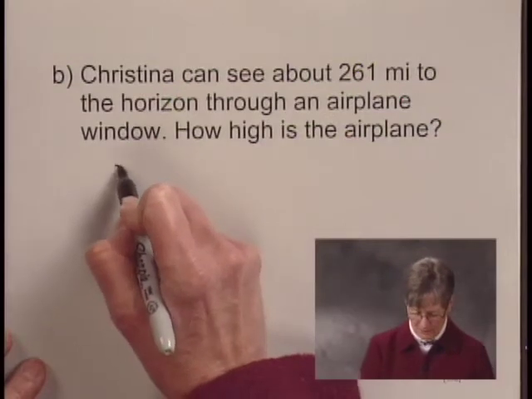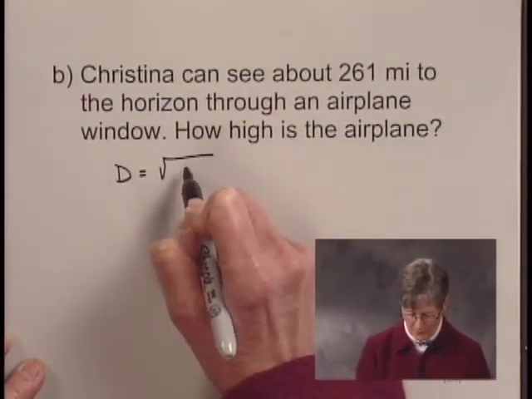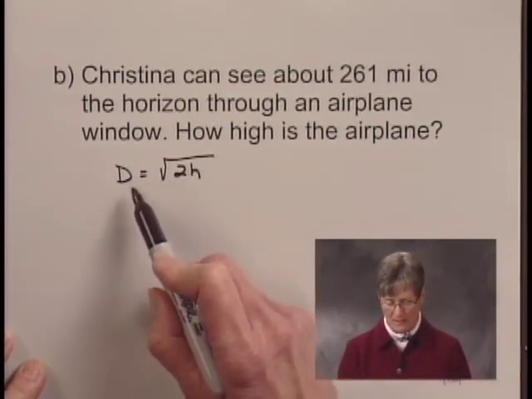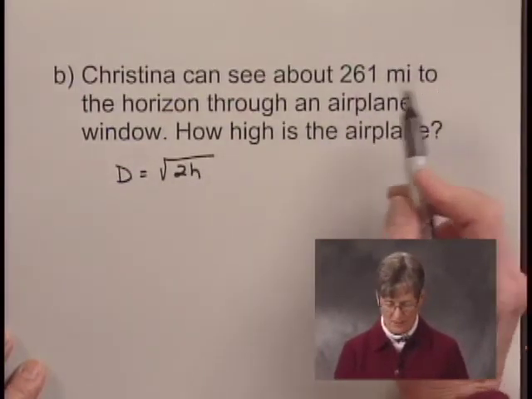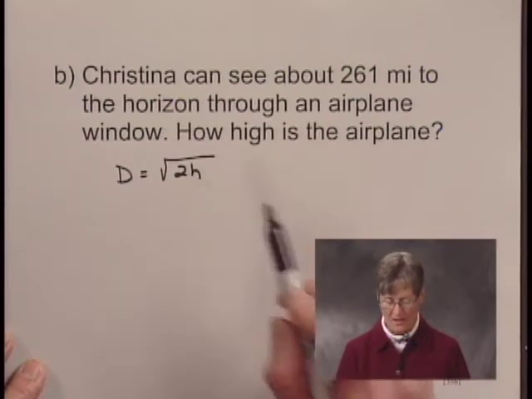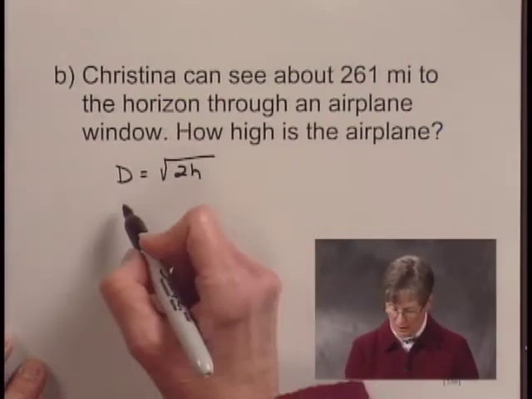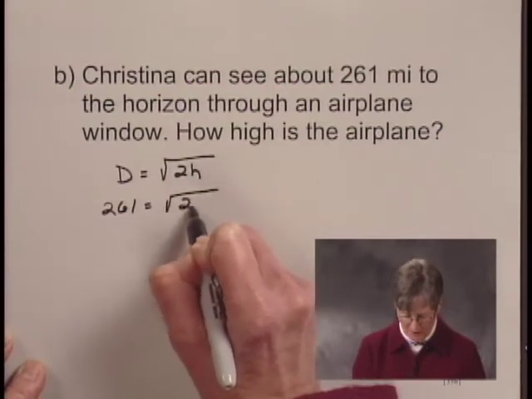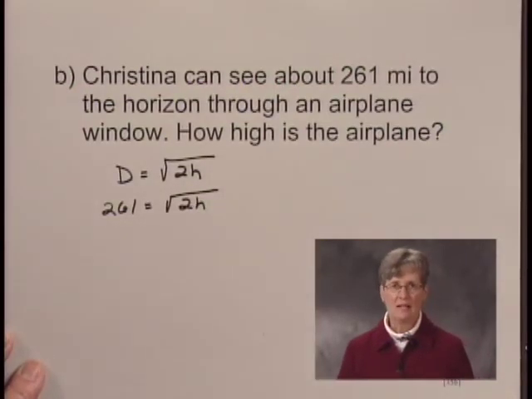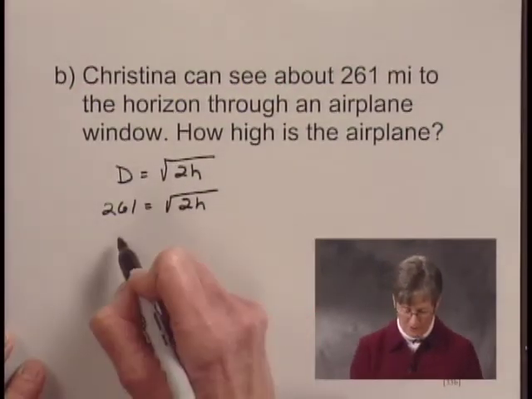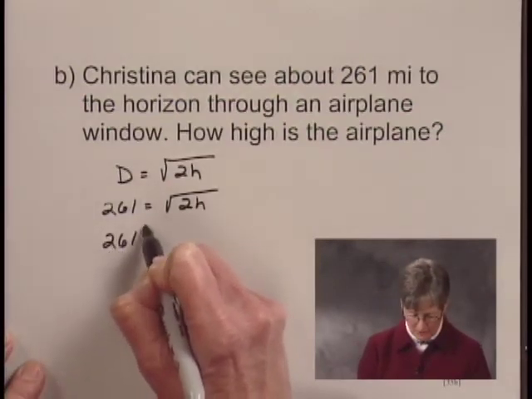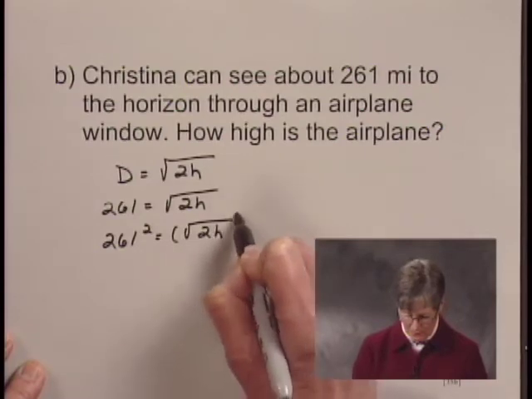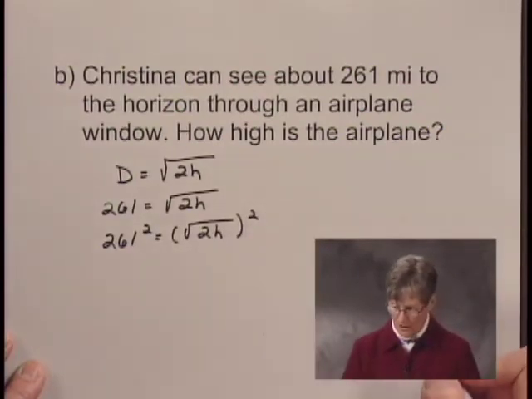And remember, we have the formula d equals the square root of 2h. Now this time we know what d is. We know the distance to the horizon, and we want to find h, the height of the airplane. So we'll substitute 261 for d, and then we'll solve the equation. And to do this, after the substitution, I'm going to square both sides. We have 261 squared equals the square root of 2h squared.